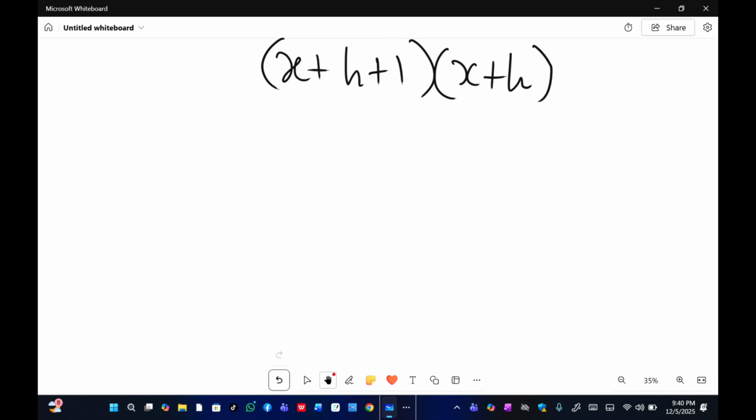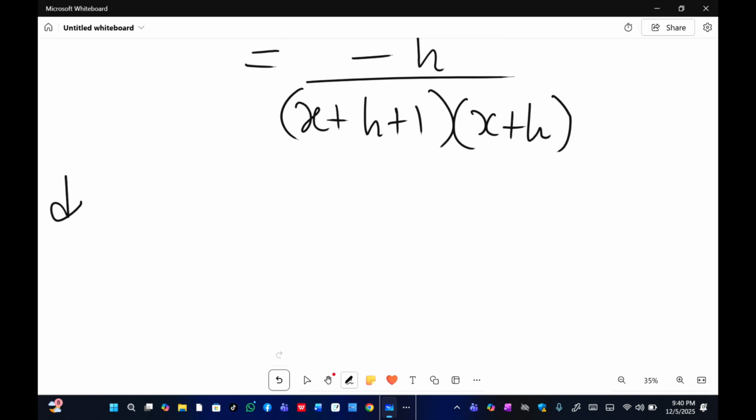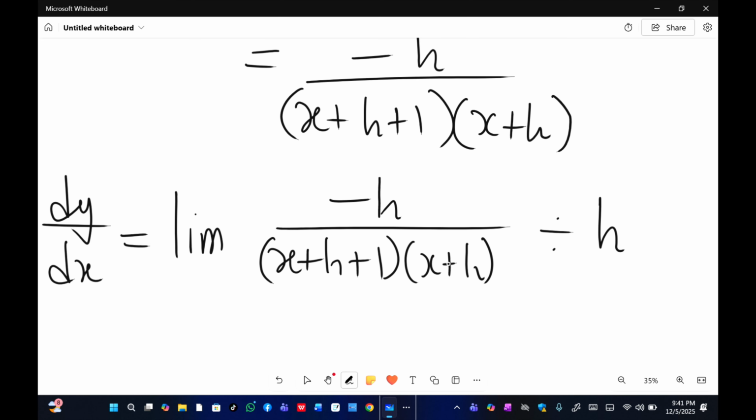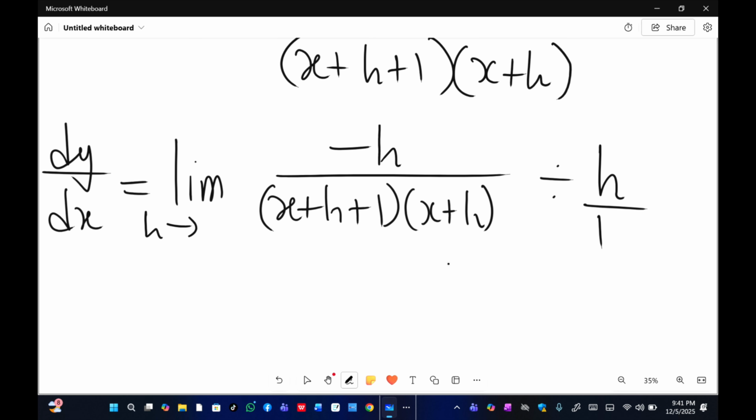So let us substitute it into the formula. So we have dy/dx being equal to the limit of, we have our f of x plus h minus f of x to be this result. So negative h all divided by x plus h plus 1 in one bracket multiplying x plus 1 in the other bracket. So we need to divide everything by h as we have in the formula. So we can write it in this form, divided by h. And we should know that h is the same as h divided by 1. Alright, as h approaches 0.